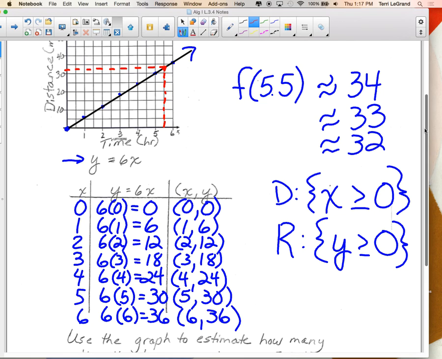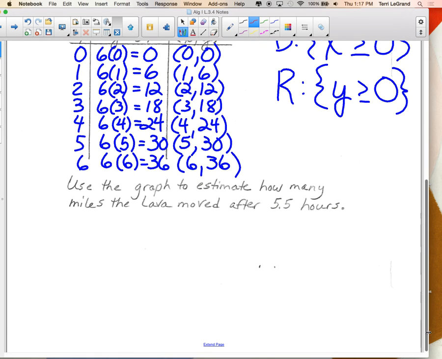It should be somewhere in this vicinity, somewhere between 32 and 34. Because what is it exactly? Yeah, it's 33, because 5.5 is halfway between 5 and 6. 33 is halfway between 30 and 36. So do we have good estimates? Yes, we do. Okay, that's how we do it. Okay, questions? Okay, then let's get busy with our next thing that we need to be doing. Okay?